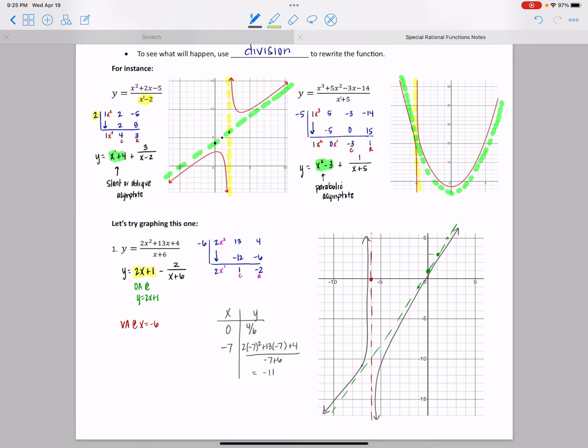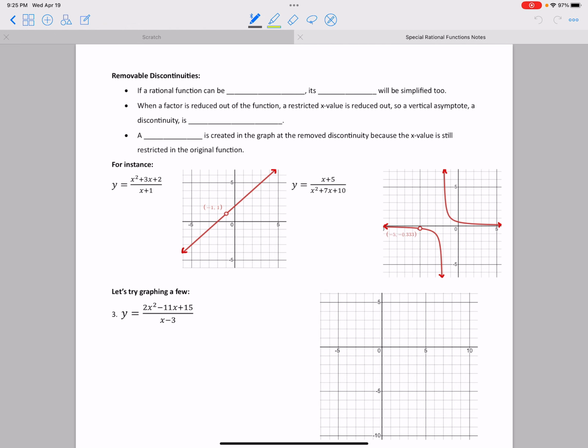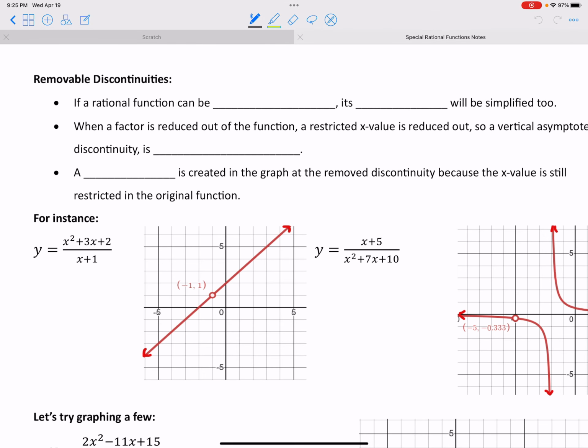Alright, the other special case I want to talk about is when we have what we call a removable discontinuity. So sometimes we have a rational function that can be simplified.